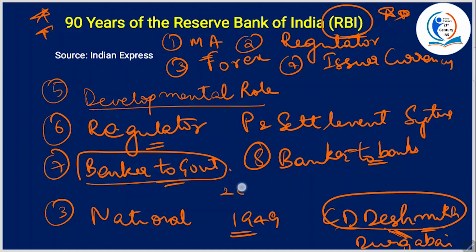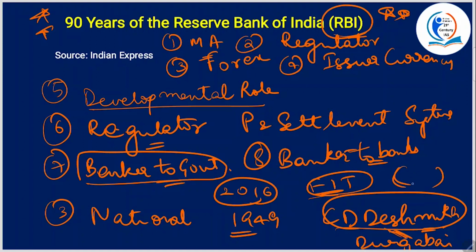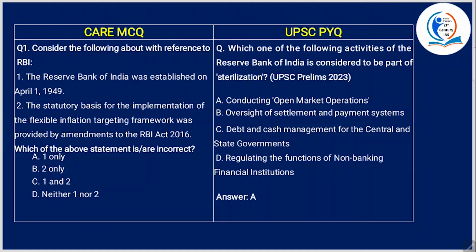And in the year 2016, the Reserve Bank of India Act 1934 was amended to provide statutory basis for implementation of flexible inflation targeting framework. Now, what is this flexible inflation targeting? It is a monetary policy strategy that is implemented by RBI in order to maintain the price level within a certain range. Okay, that's why it is called flexible. So, these are some basics.